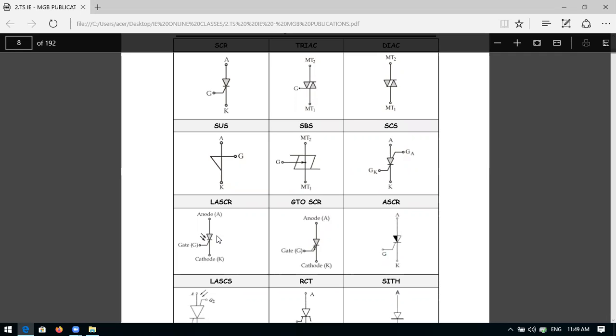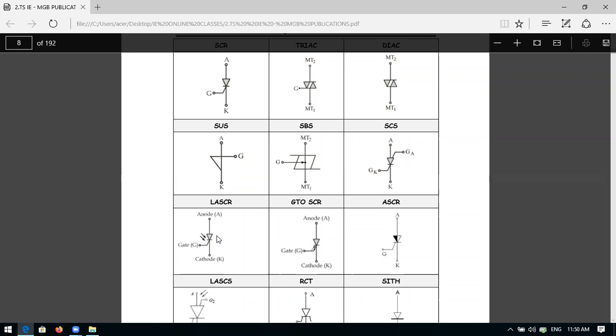That means you can turn on the device by some energy in the form of light. Light energy will fall onto the junction between a cathode and gate terminal. So that will activate a number of photons in the device that will turn on the SCR or LASCR. So this is the specialty of this, the light.